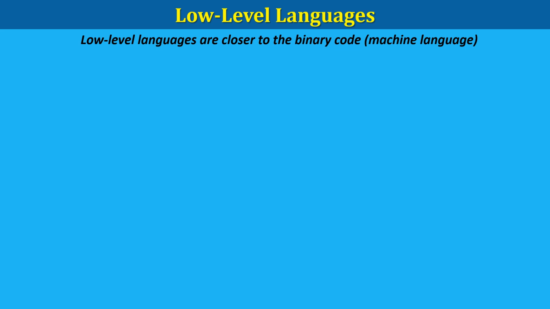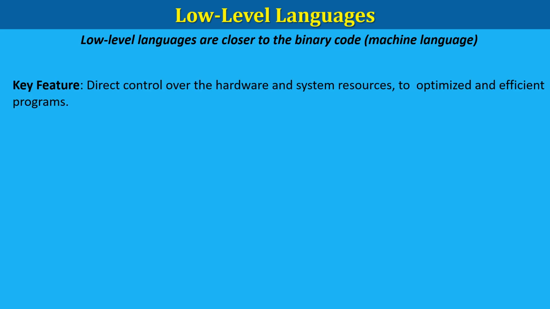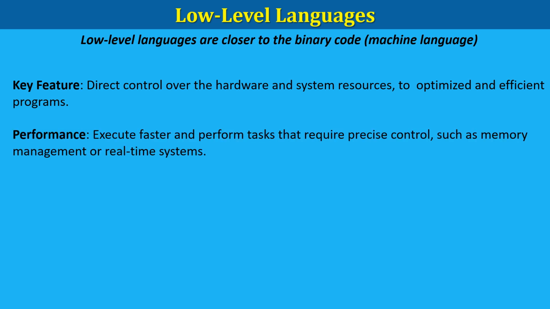Low-level languages are closer to the binary code, you can say machine language, that computers directly understand, making it harder for humans to read and write compared to high-level languages. Key features are they provide direct control over the hardware and system resources, which can lead to highly optimized and efficient programs. Performance, because they interact closely with the hardware, low-level languages can execute faster and perform tasks that require precise control such as memory management and real-time systems.